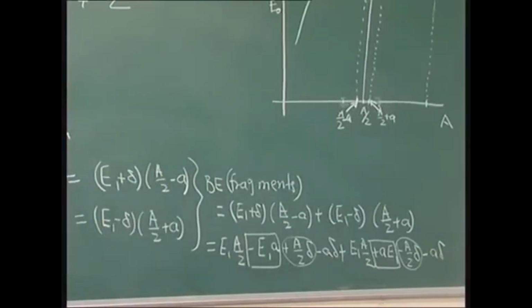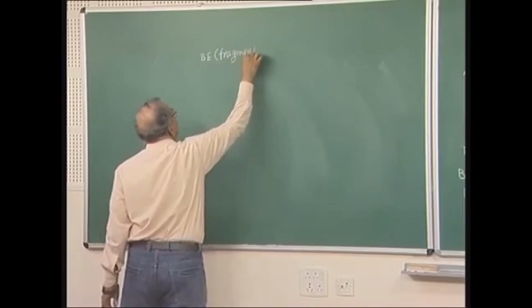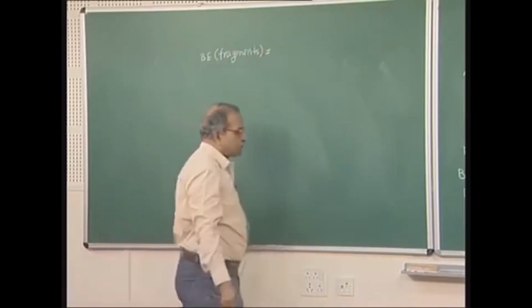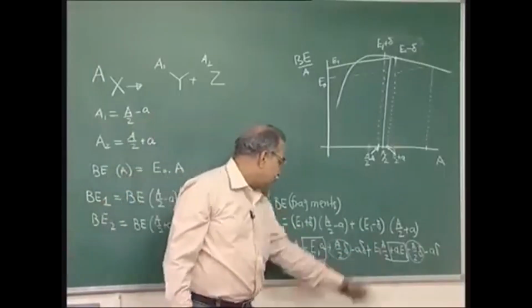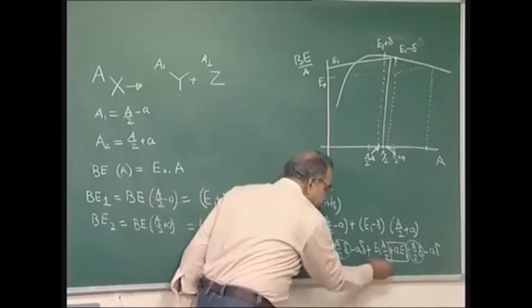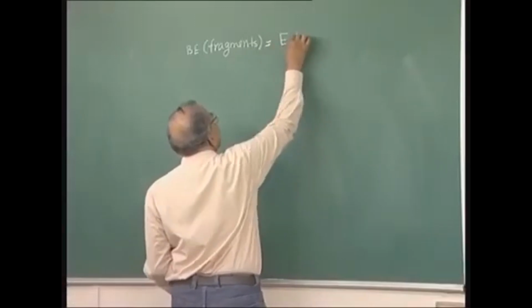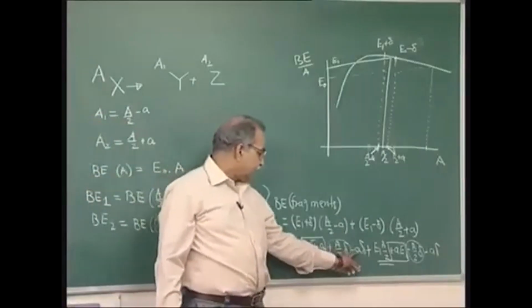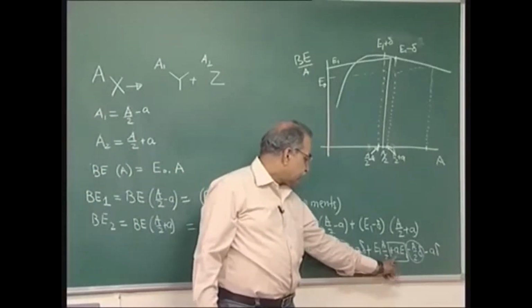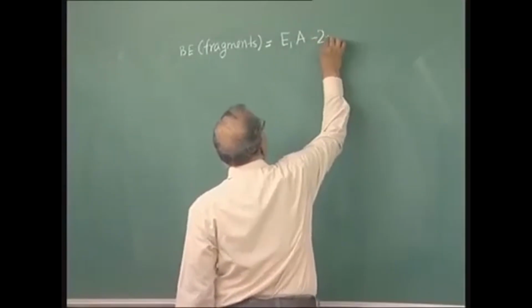So, what is left? This binding energy of the fragments is equal to E1 into A by 2 here and E1 into A by 2 here. So, this term and this term is just E1 times capital A. This is E1 times capital A. And then minus a delta here, minus a delta there, so minus 2 times a delta.